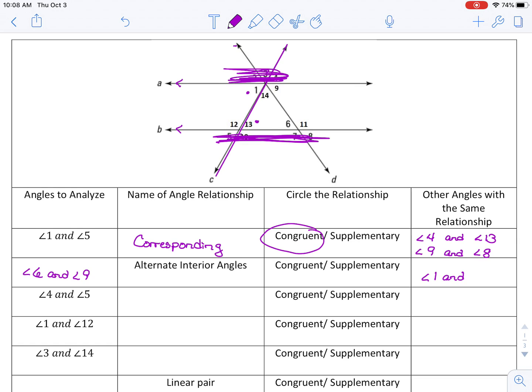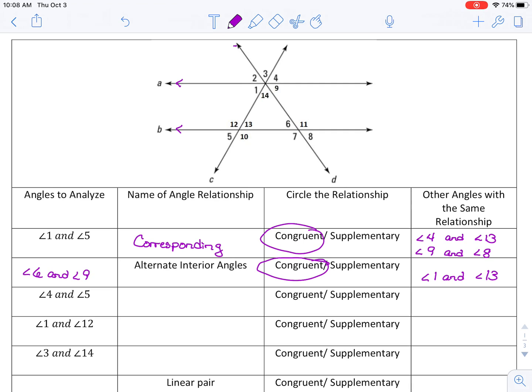Technically speaking, 12 would have someone they're congruent to because of alternate interior angles, but 12 is congruent to 14 and 19. Since I don't have a way to name the whole thing, I'm just not going to use that example. But they would be congruent when you find alternate interior angles.